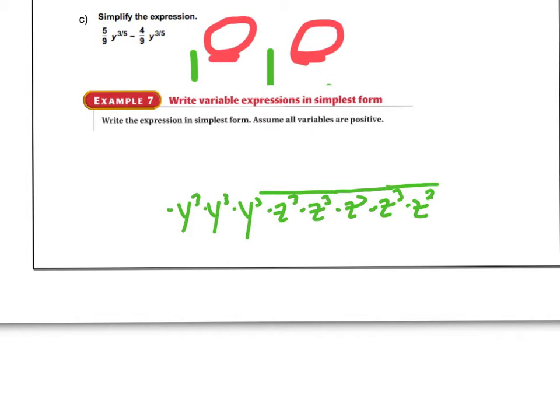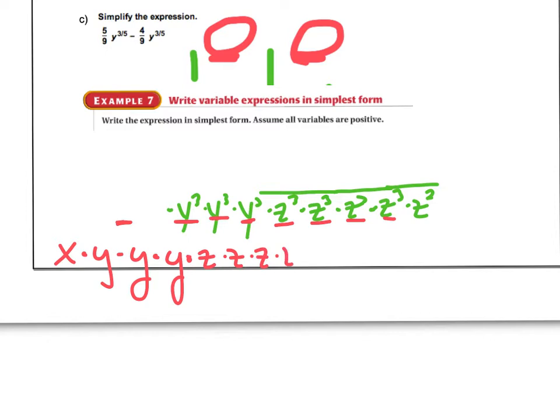So I wrote it like this so that now I can look at it in a different way and realize that I can bring out this x. The cube root of x cubed is just x. I bring out this y, this y, and this y after I cube root it. And then I can bring out 4 z's.